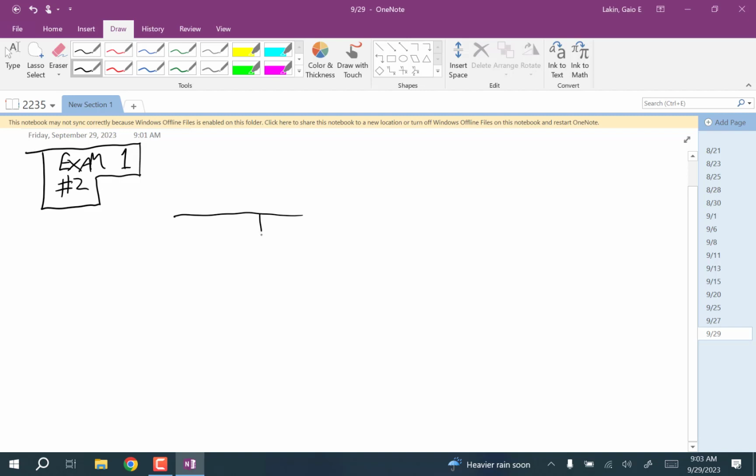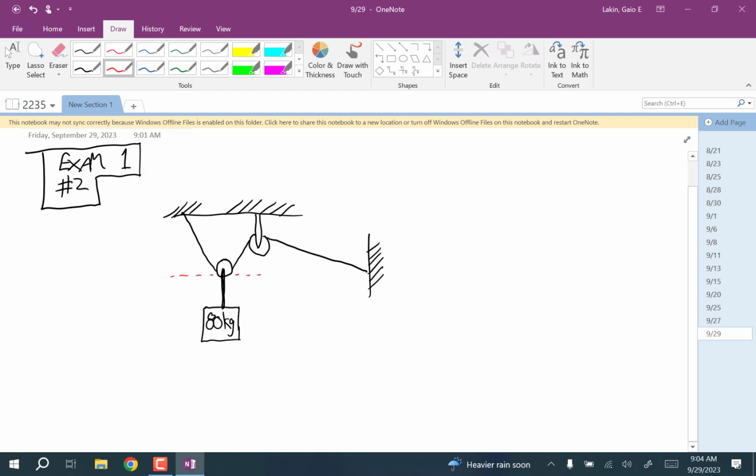So you have a hanging pulley like this, and there's an 80 kilogram mass hanging from it. And then this one goes over to the wall, and these two angles are both 80.